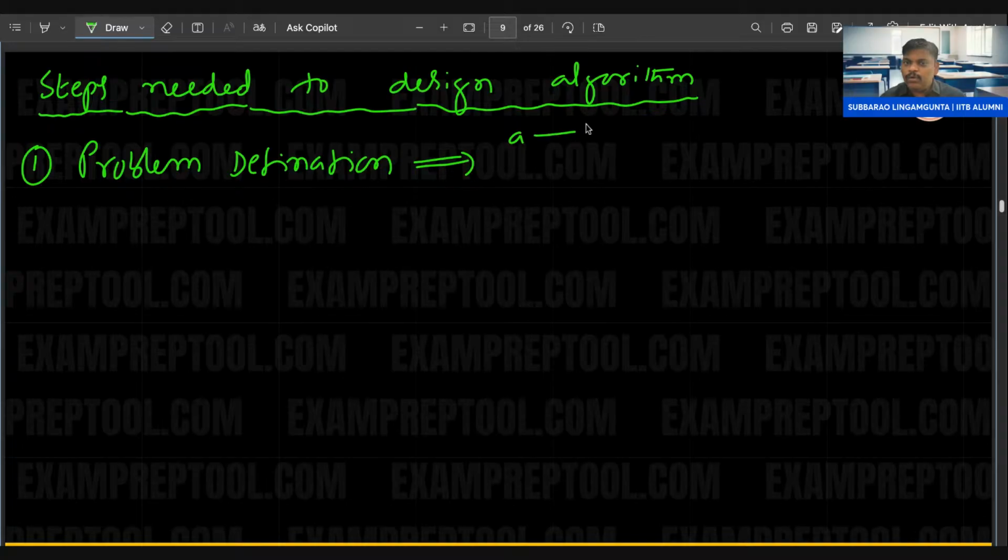If input A, the output is B. Input C, output is D. Input E, output is F, and so on, up to input Y, output Z. Knowing the problem clearly means, for every possible input, knowing the possible output. That is called problem definition. The second step is going to be, but however, remember, book to book it will differ.